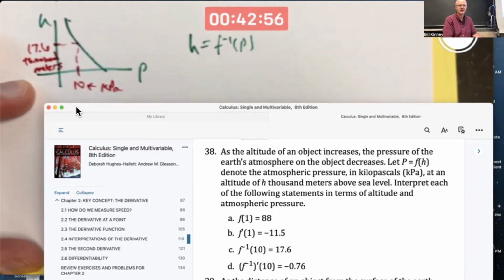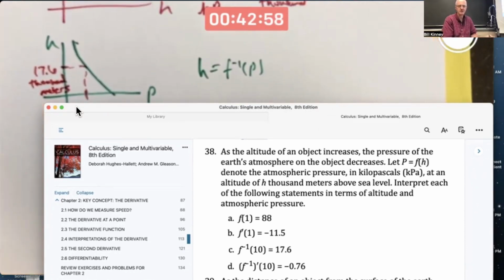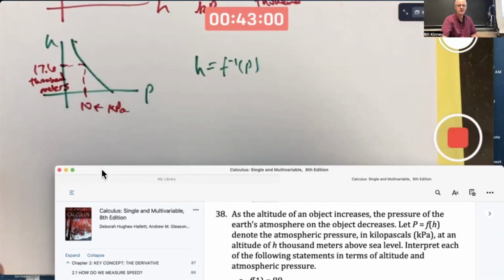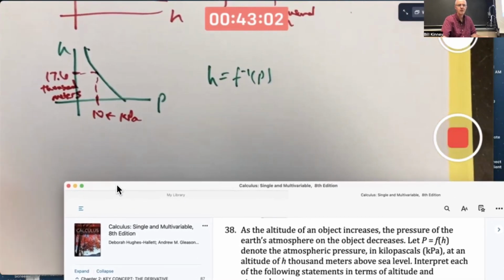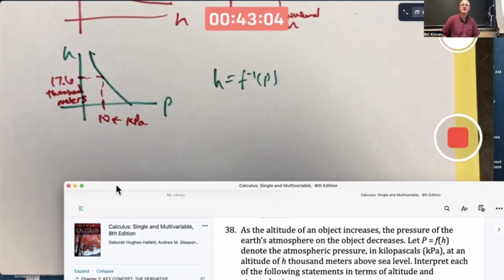By the way, that's high. That's really high. That's higher than Mount Everest, right? Mount Everest is close to 29,000 feet. In meters, that's the ballpark of 10,000 meters. 17.6 thousand meters is way above that. Like, it's like 50,000 feet high. Way above where airplanes go.